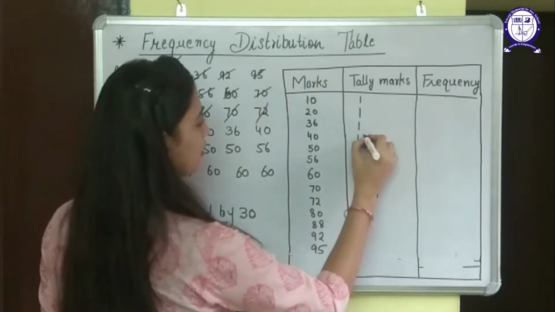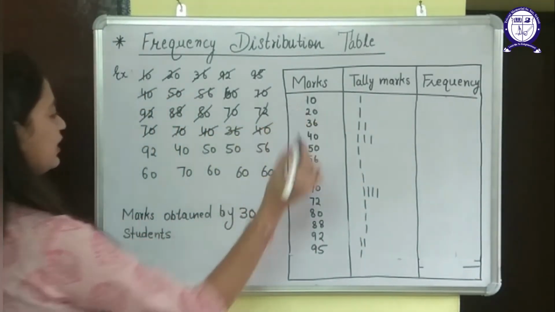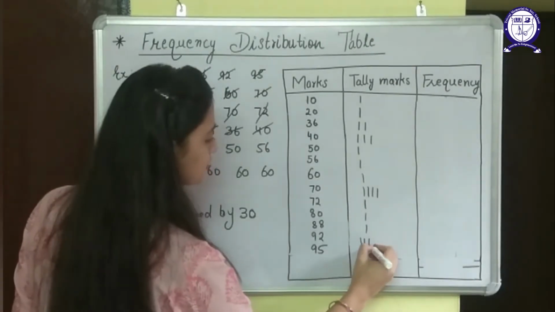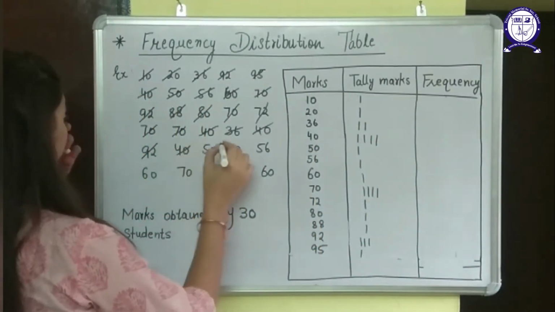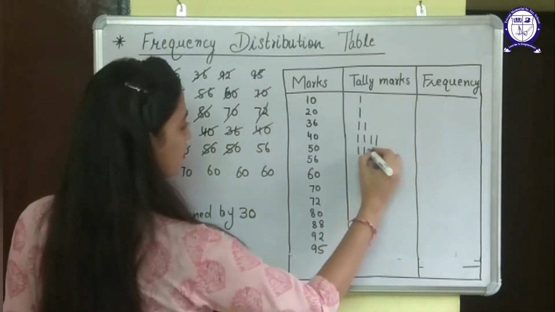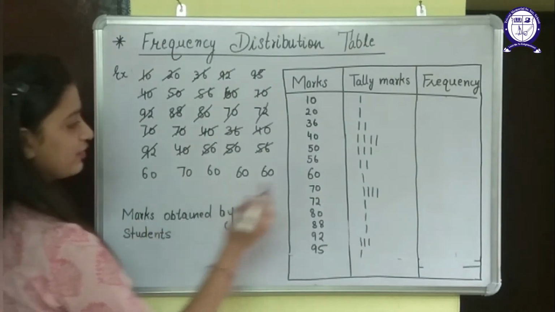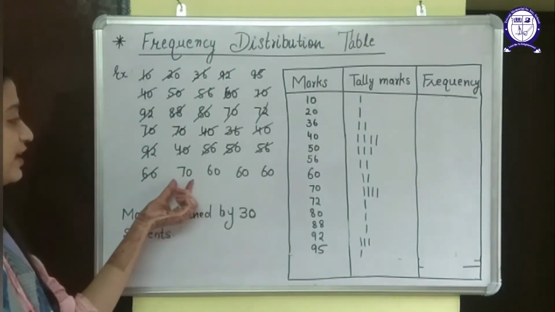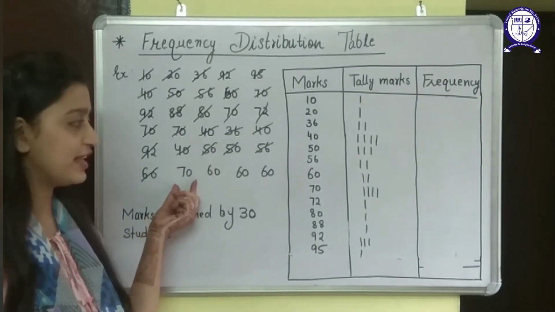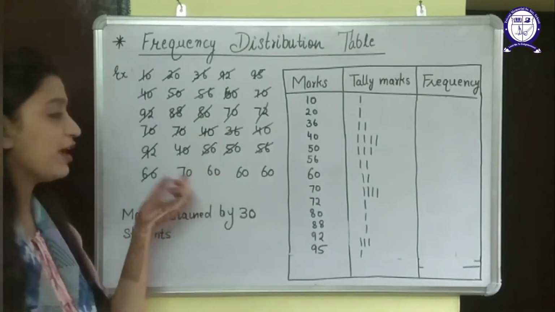40, 36, 40, 92 again, 40 again, 50 and 50, 56, 60, 70 once again. Now look at this 70. This is my fifth 70. There were already 4 and this is my fifth one.